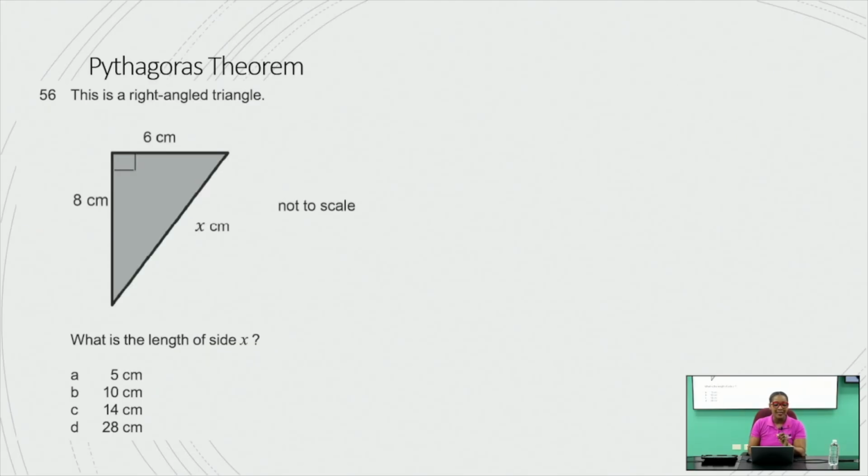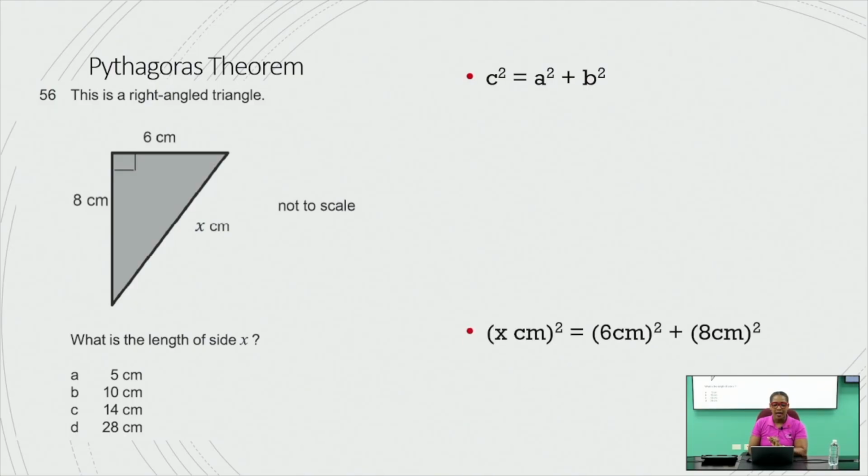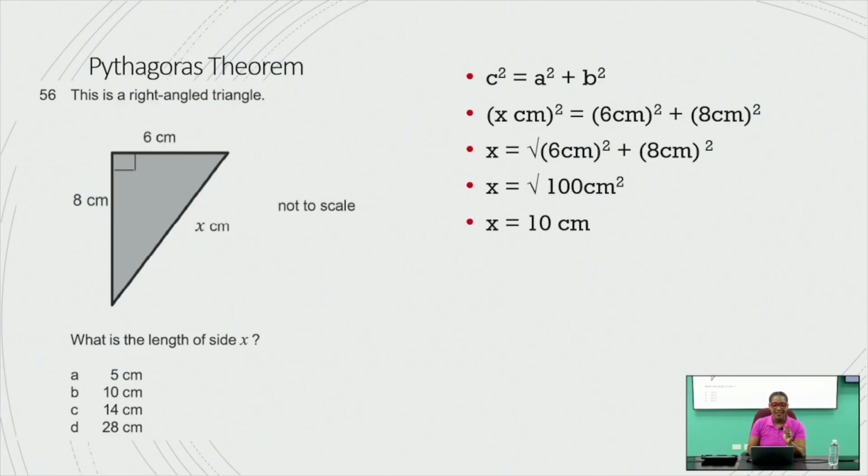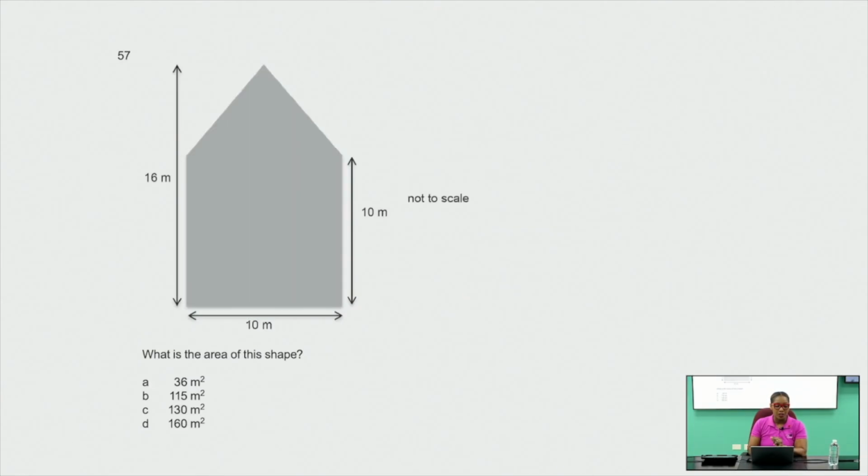Pythagoras theorem, the right angle triangle here, you have 2 sides, 1 is missing. What is the length? You're going to use your theory that C squared equals A squared plus B squared. And you're going to substitute as best as possible, square the centimeters, and then you are going to undo that by finding the square root of it. And you pretty much get the square root of 100, which is 10. So x would equal 10 centimeters, and that's option B.